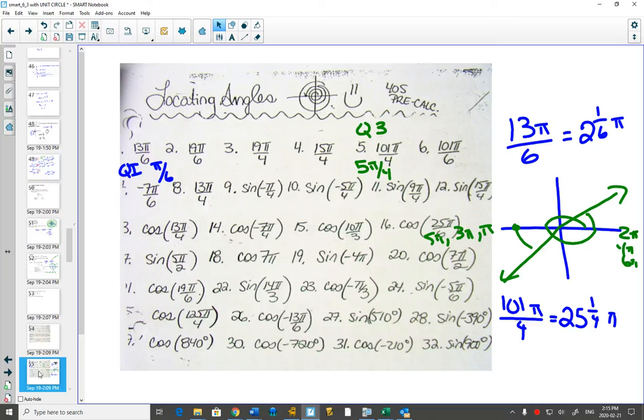You might have to use your sheet right now, but eventually you'd want to see if you could have them memorized. And then once you get to a question like these ones with sine and cos, like number 9, it says sine of negative pi over 4. You would say that's in quadrant 4. It's going to be negative root 2 over 2.